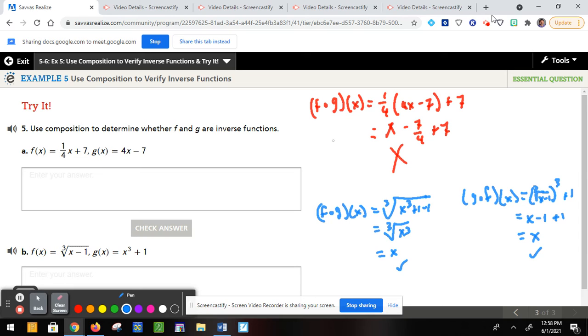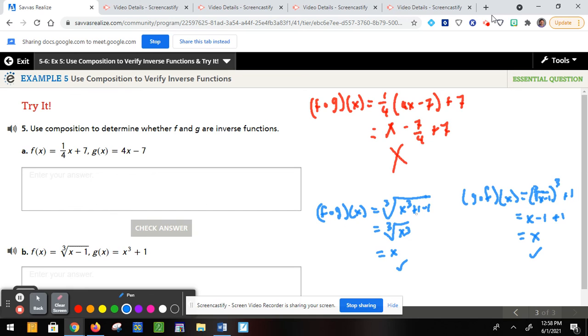All right, so in part A, I did it in red. I only did the first half because once I composed it, I got -7/4 plus 7, which is not 0, but you would need it to be 0 for the x to be the solution there. So I didn't even bother doing g of f of x because f of g of x didn't work. So part A, they are not inverses of each other.